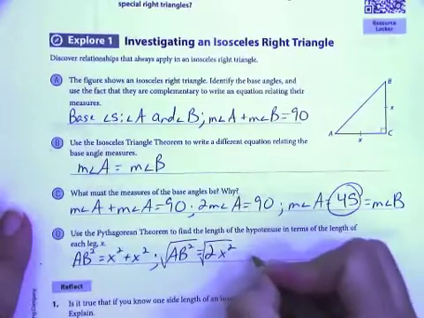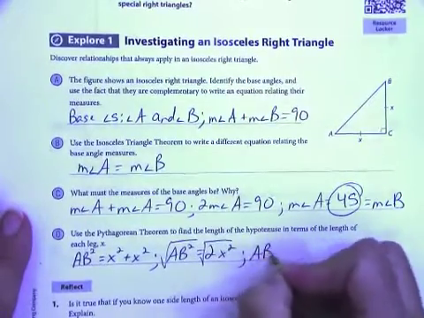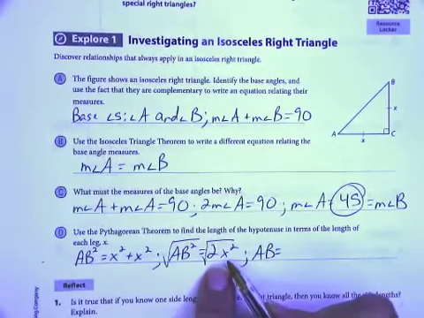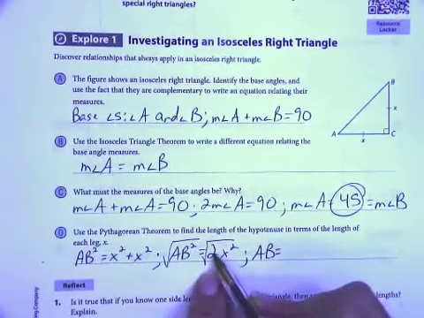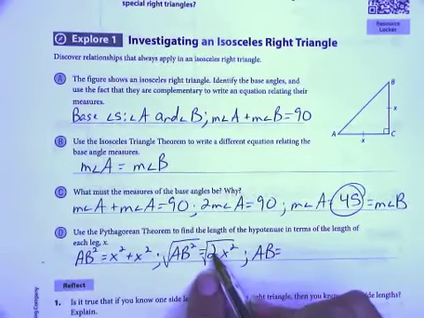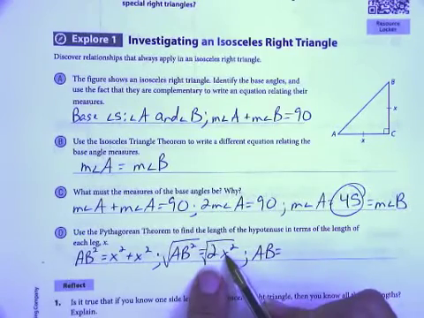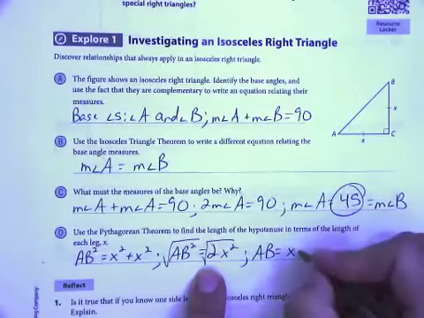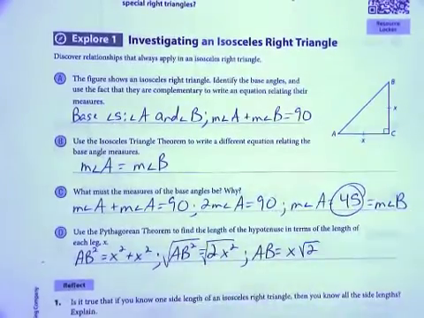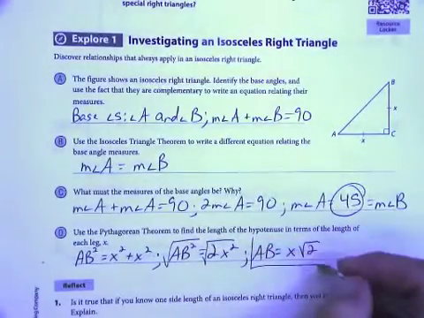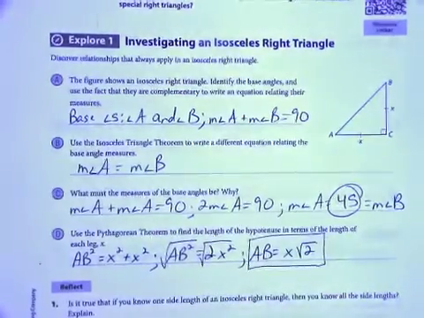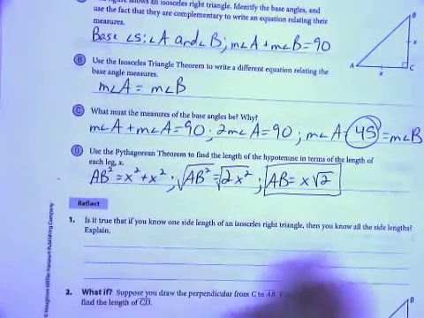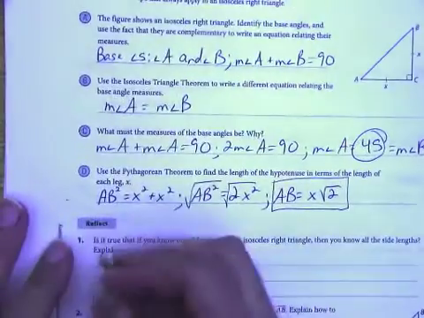then I have that AB equals, well, let's think about what the square root of this is. The square root of 2 is something really unpleasant in my calculator, but the square root of x squared is just x. So AB equals x times the square root of 2. So is it true that if I know one side length of an isosceles right triangle, then we know all the side lengths? Yes.